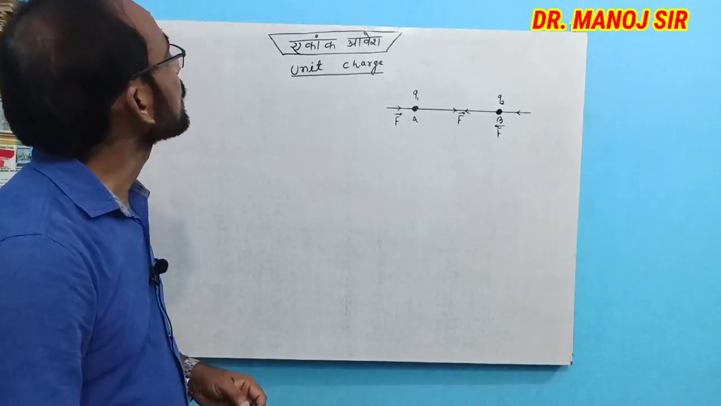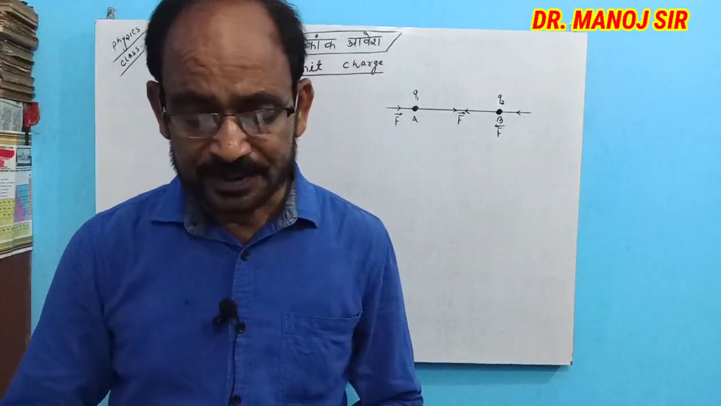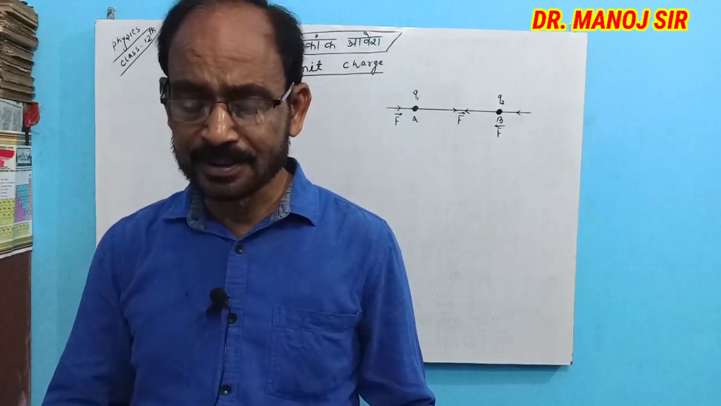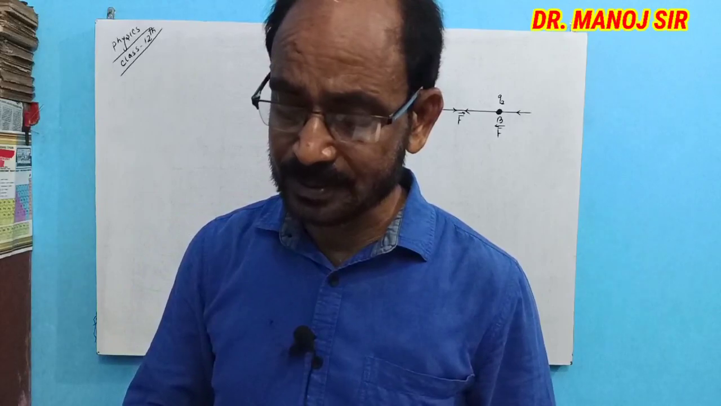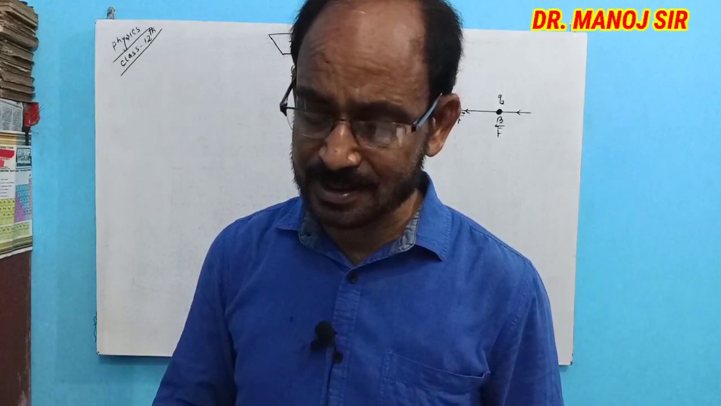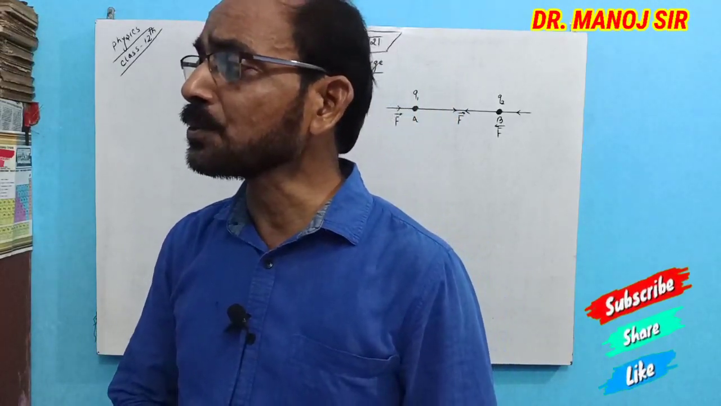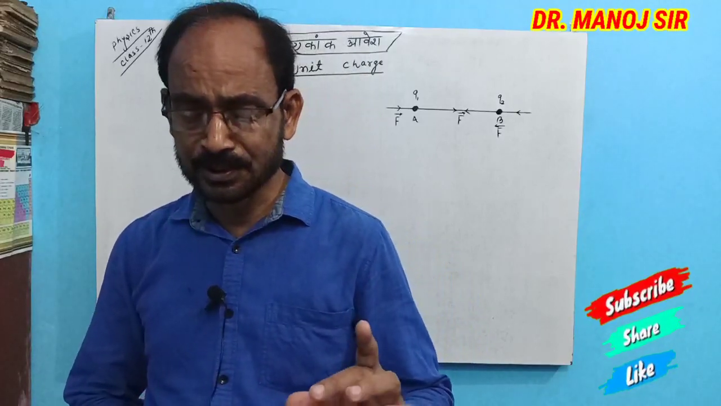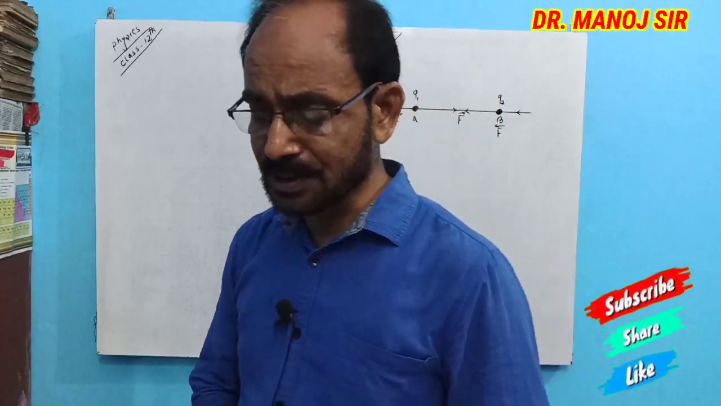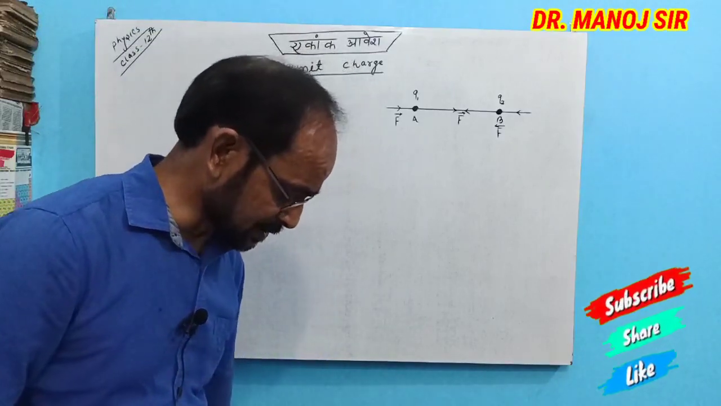This topic, unit charge, is said to be as when in the vacuum of distance, two equal and similar charges are worked due to 9 into 10 to the power 9 Newton repulsive force, then each of them is said to be unit charge.